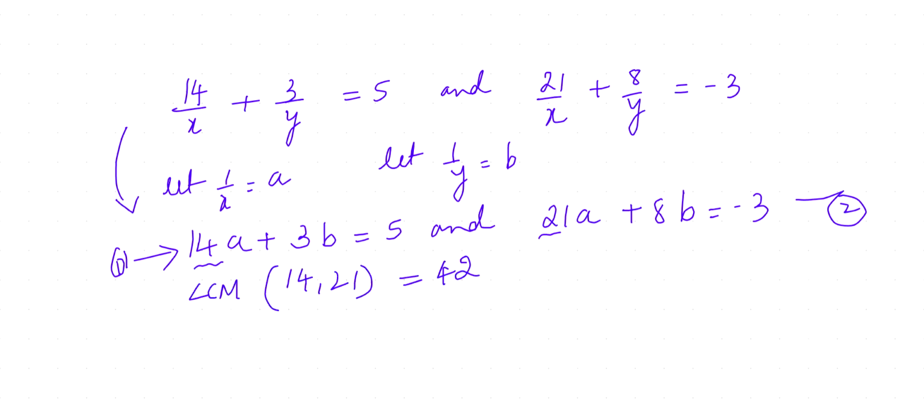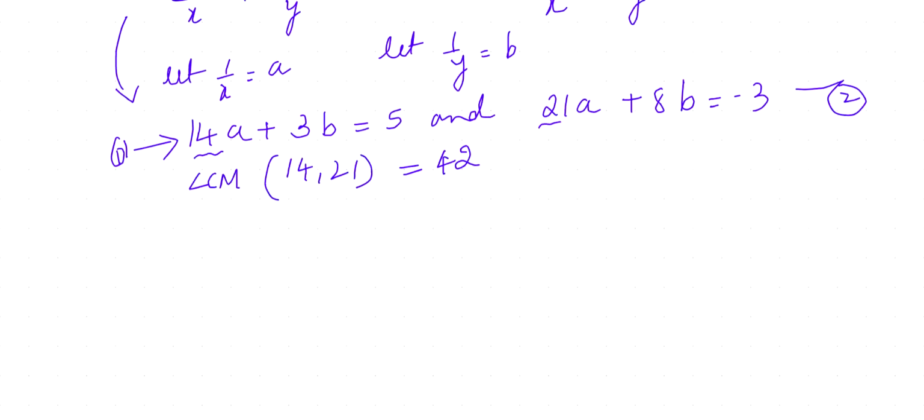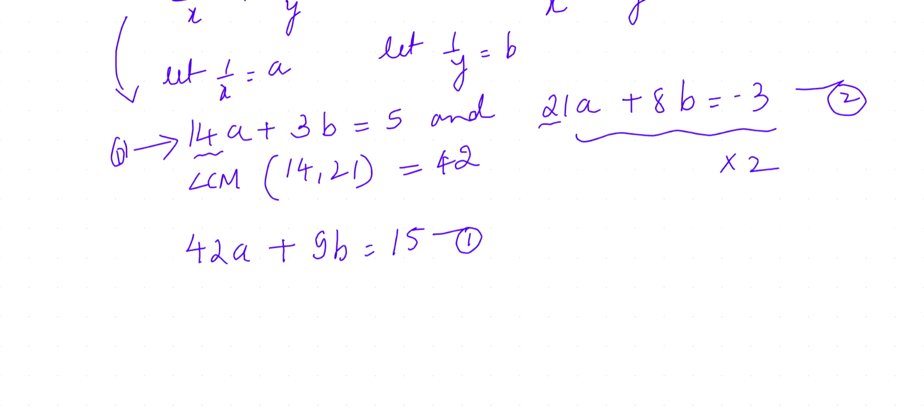So what I will do is the first equation, that is 14a plus 3b is 5. Let me multiply it with 3 because 14 threes are 42. So 14 into 3, 42a plus 3 into 3, 9b is equal to 5 into 3, 15. That is equation 1. In the second equation, I want 21 into 2, which will give me 42. So the entire second equation should be multiplied with 2. Equation 1, what have I multiplied with? It is with 3.